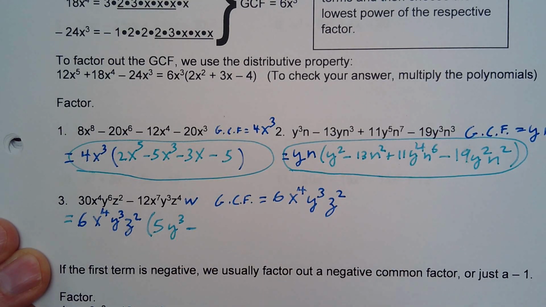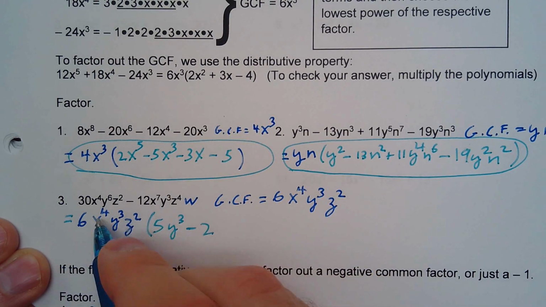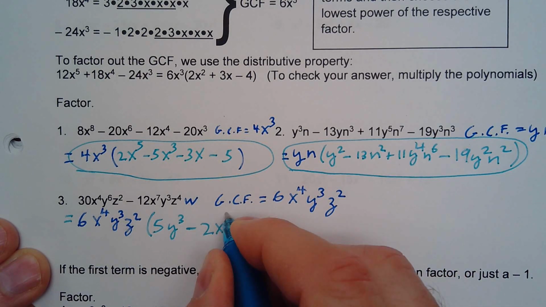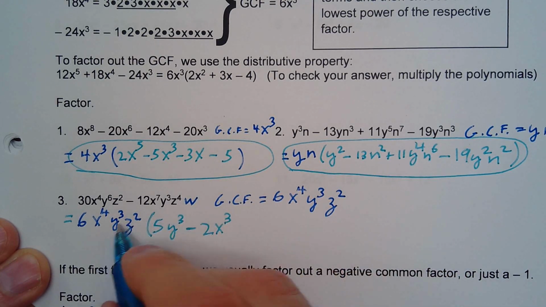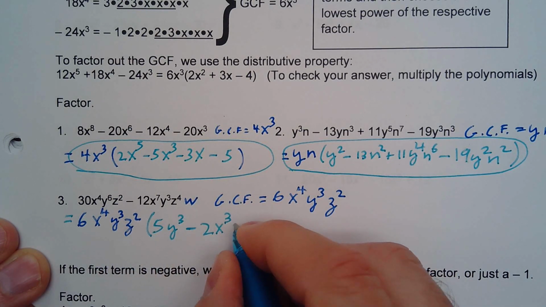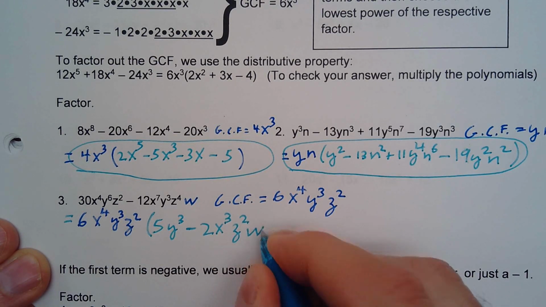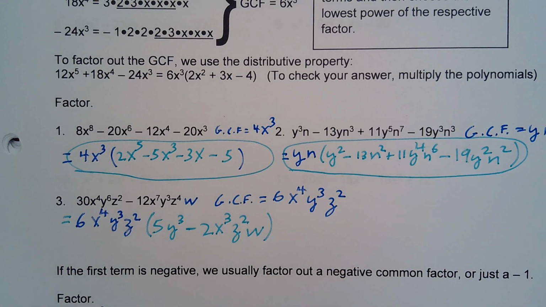Let's move on to the next term. 12 divided by 6 is 2. 7 minus 4 is 3, so that's x cubed. The y to the third is divided out. Z to the fourth minus z squared is z squared. And then I'm going to have this w coming along for the ride.